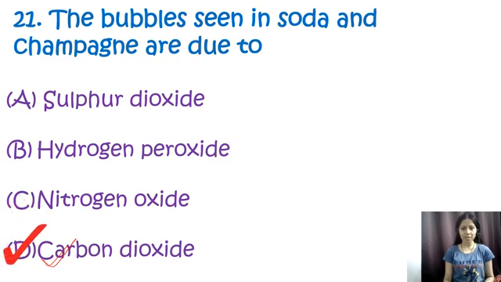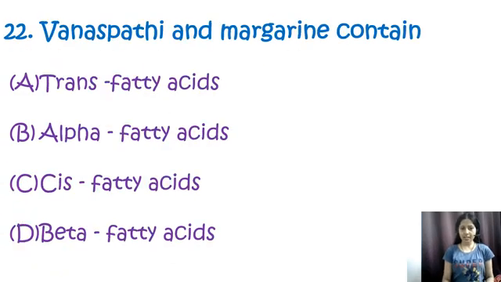Next question, question number 22. Vanaspati and margarine contain: trans fatty acids, alpha fatty acids, cis fatty acids, or beta fatty acids. So here my correct option is A, that is trans fatty acids. Vanaspati and margarine contain trans fatty acids.